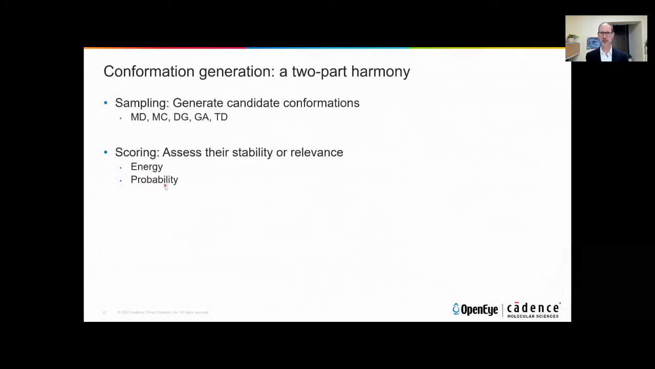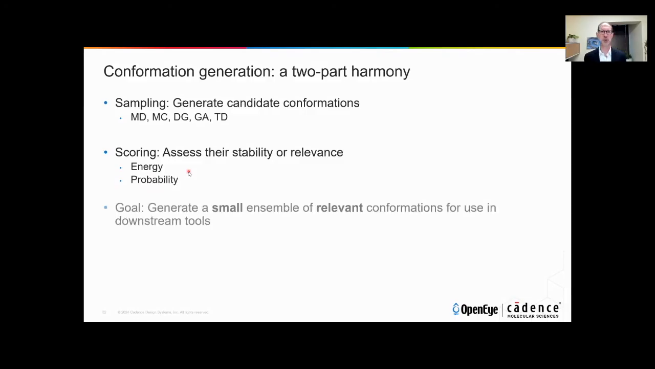We can also use sort of the converse of energy, which is probability. High energy, low probability; high probability, low energy. No matter how we do the sampling and the scoring, the goal is always the same: to generate a small ensemble of relevant conformations. Small because the calculation time downstream depends entirely on the number of conformations coming in, and relevant in that we'd like to make sure we're sampling at least some of the time space around the biologically relevant, the bioactive conformation for each molecule in the database.